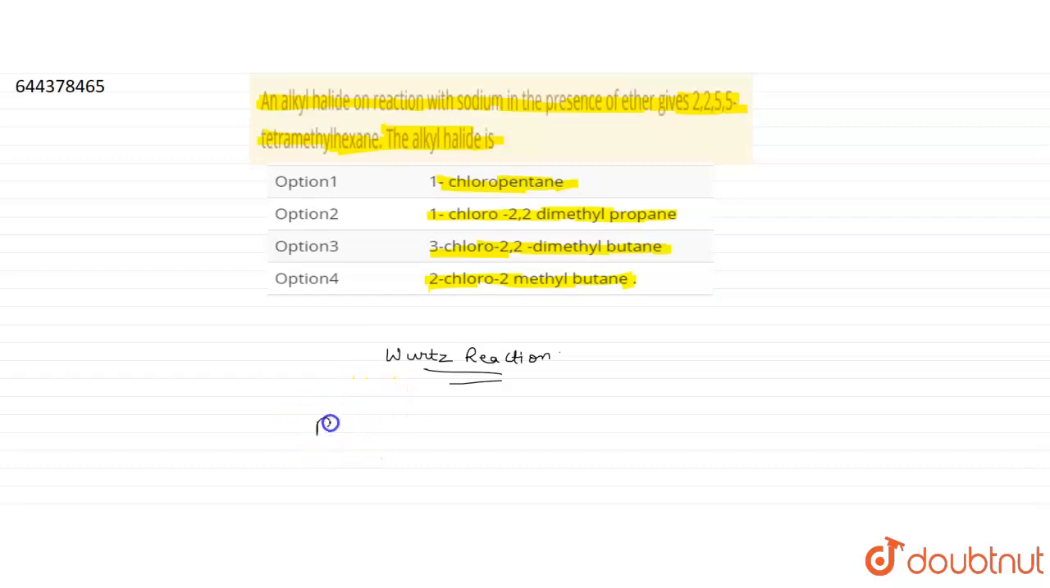We have RX, this is the alkyl halide. When it reacts with 2Na, that is sodium, they react like this. This is a method of learning this Wood's reaction. You can learn this reaction like this: RX in presence of dry ether. Then NaX will be removed and we will get the alkane with double the number of carbon atoms from that in the alkyl halide. So 2 NaX will be removed and we will get R-R plus 2 NaX.